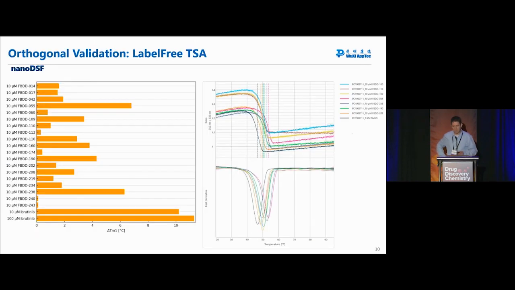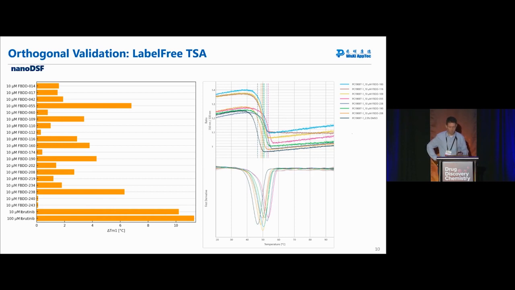Then we did our first orthogonal validation. We ran nano-DSF. In nano-DSF, we typically see a very good orthogonal method for mass spec, and as you can see here, it was working great. All complete modifiers have increased BTK thermal stability between 2 and 7 degrees.